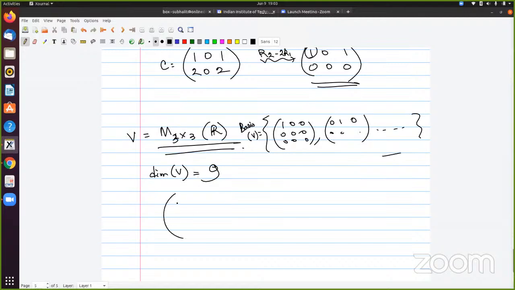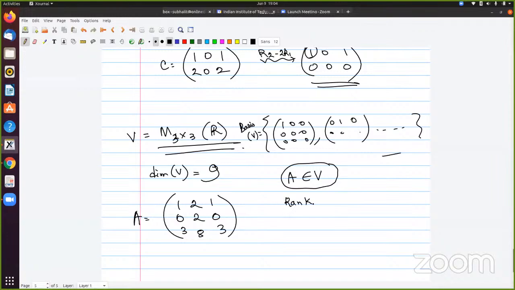Now I am giving you a particular element of this vector space. So this is a particular element of this vector space, right? A belongs to V. Correct? Is it clear to everyone that this matrix belongs to M 3 cross 3 R?